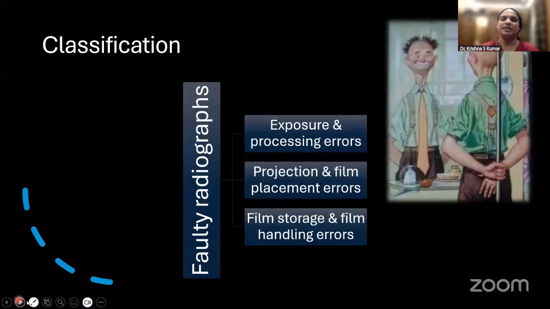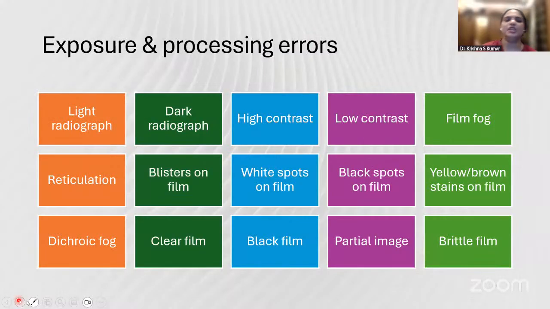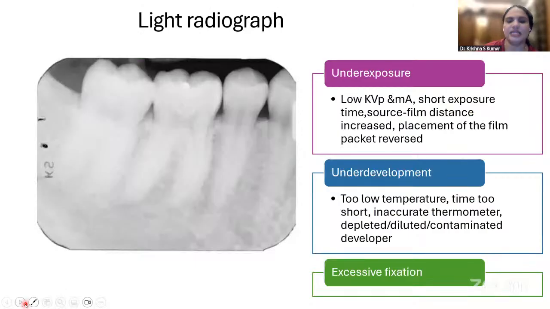This main classification I have taken from the recent edition of White and Pharoah, where it has been divided into exposure and processing errors, projection and film placement errors, film storage and film handling errors. Coming to each of them in detail. All these come under exposure and processing errors, starting with the light radiograph.